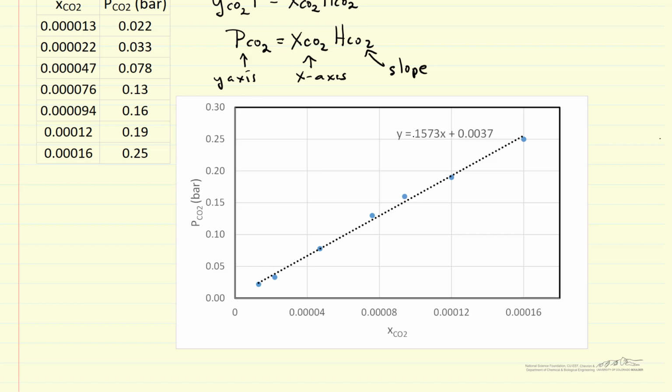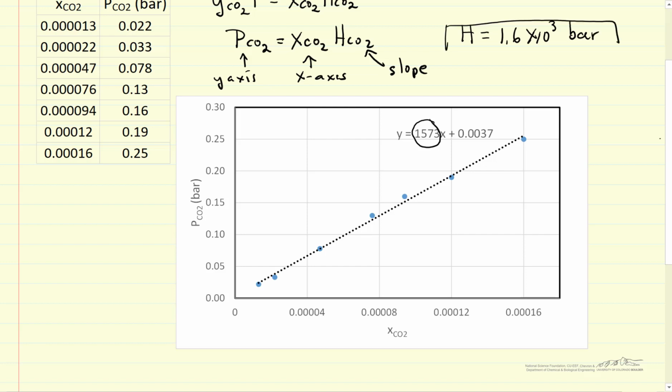So here's a plot from Excel where a linear least squares fit gives a slope of 1573. So this is Henry's constant. Well, we only have two significant figures for our data, so we'll write Henry's constant as 1.6 times 10 to the third bar. And that, of course, is the value we're interested in from the problem statement.